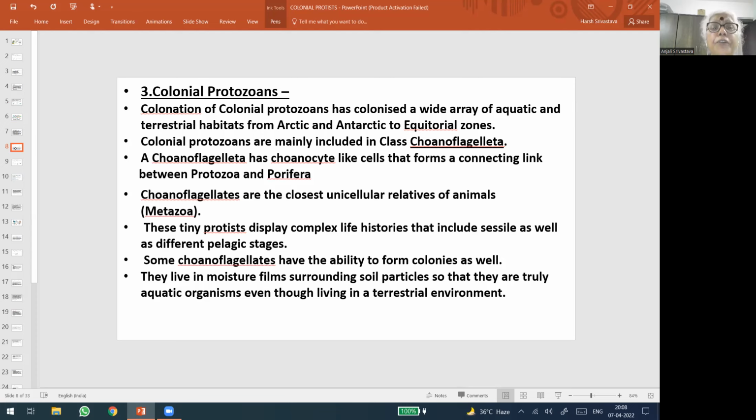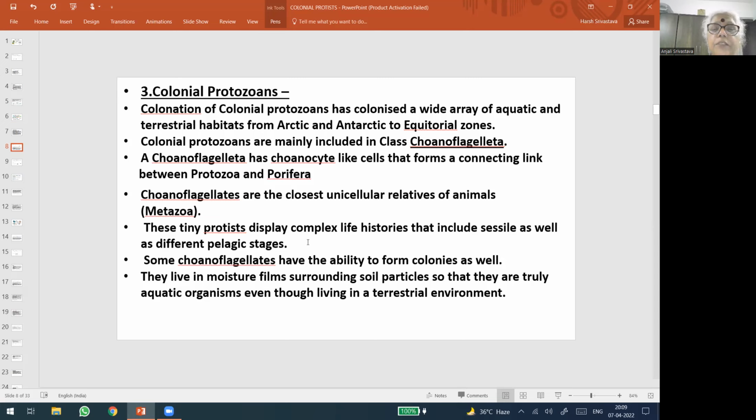So we can say the colonial protozoans have colonized a wide array of aquatic and terrestrial habitats from Arctic and Antarctic to equatorial zones. That is, they are widely distributed, they are found in every area, they are found in every habitat, and they together include a class Quanoflagellata of the phylum Protozoa. Quanoflagellata has quanocyte-like cells that form a connecting link between Protozoa and Porifera. The quanoflagellates are the closest unicellular relatives of the true animals or the metazoan animals or the multicellular animals, that is, they form the metazoa.